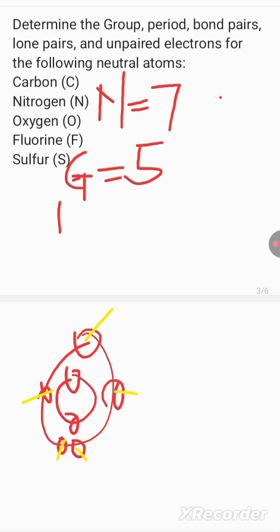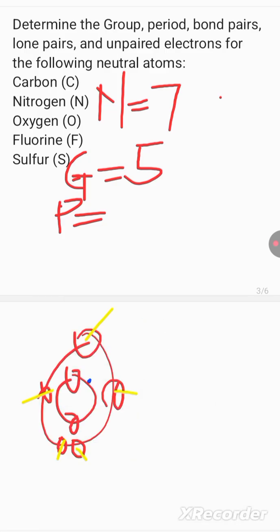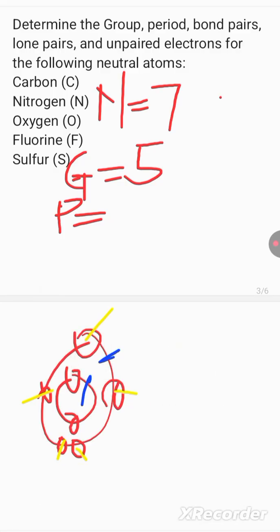So for the period, we count the number of shells. So we have the first shell and the second shell. So it has 2. It belongs to period 2.